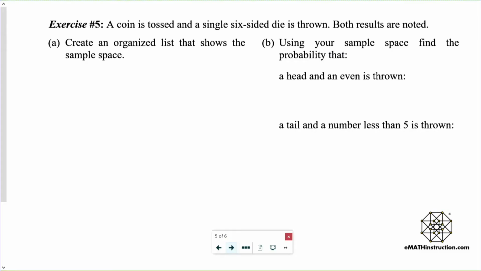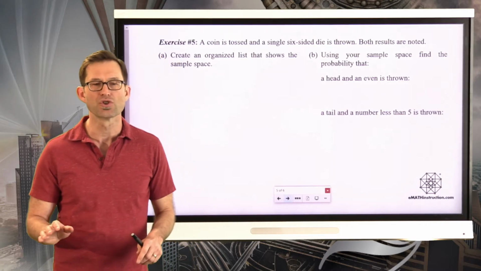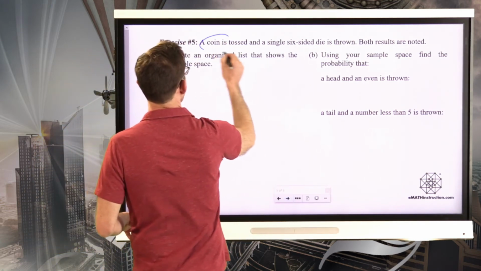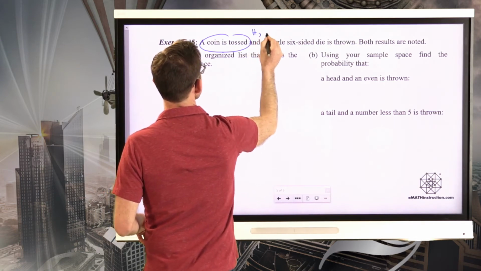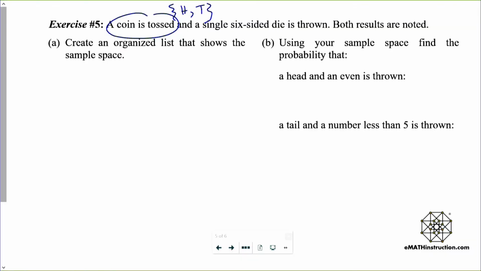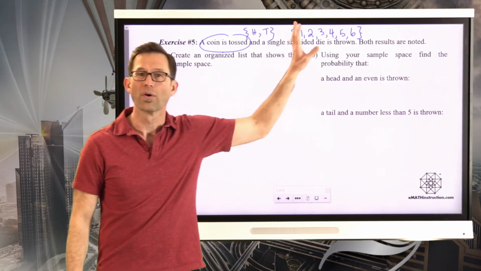Exercise number 5. A coin is tossed and a single 6-sided die is thrown. Both results are noted. Letter A, create an organized list that shows the sample space. All right, so we want to just do a list that shows all the equally likely outcomes. Now, obviously, when we toss a coin, that can result in heads or tails. When we roll a single die, that can result in the numbers 1, 2, 3, 4, 5, and 6. Okay, so there are 2 outcomes here. There are 6 outcomes there.